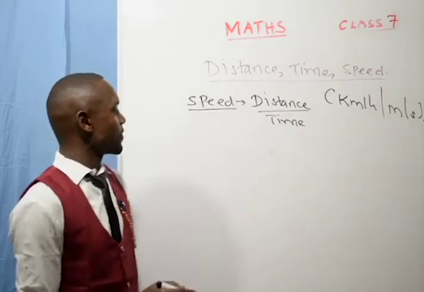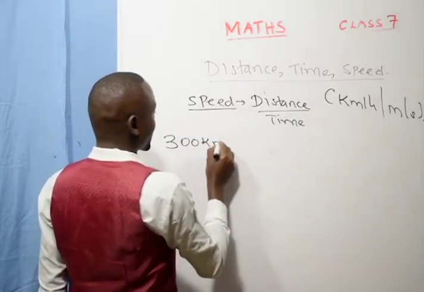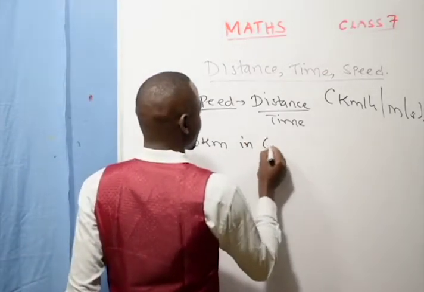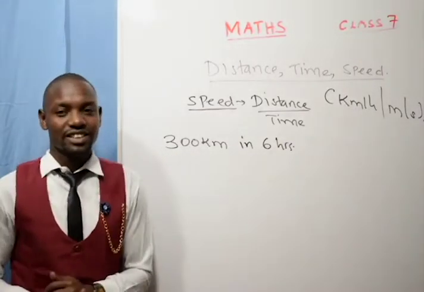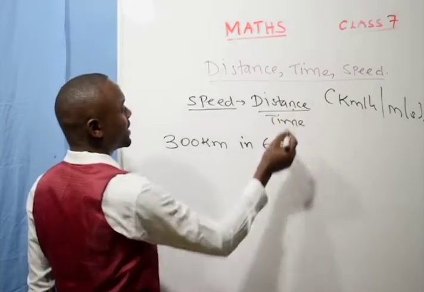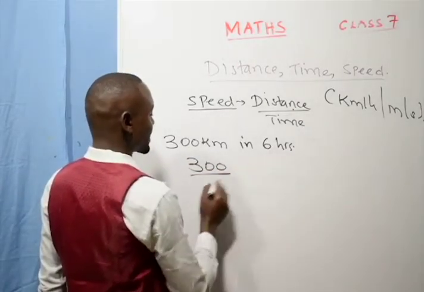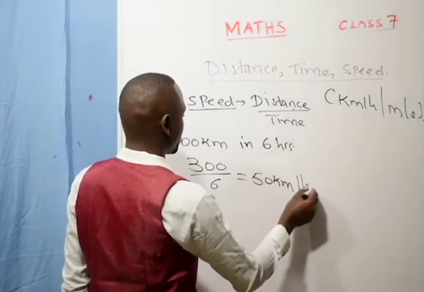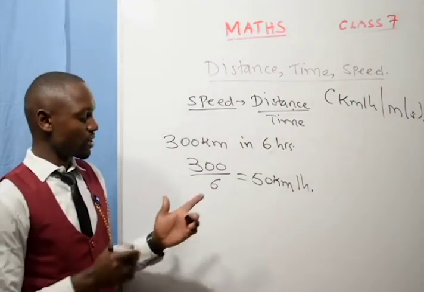For example, a motorist covered a distance of 300 kilometers in 6 hours. Calculate the speed. So in this case, we are going to say speed is given by distance over time. The distance here will be 300 over time, which is 6 hours. So this will be 50 kilometers per hour. So that is how we calculate speed.